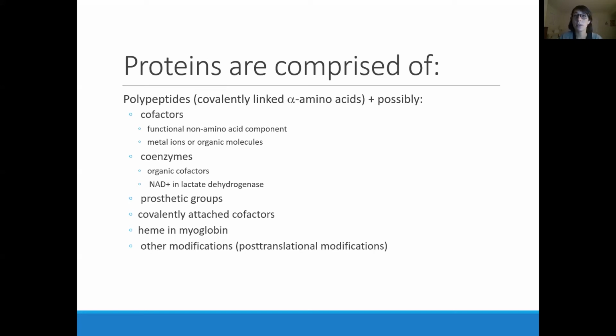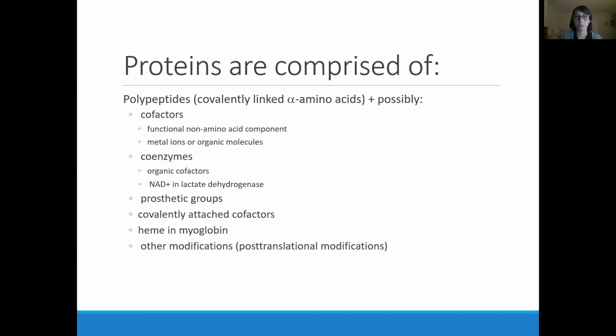Now, to go to proteins, proteins again are anything that are larger peptides. They're larger than 10 kilodaltons. They're just a larger sequence of amino acids linked together. But proteins uniquely can have additional groups on them. So when a polypeptide is covalently linked with other items, these form the whole of a protein.